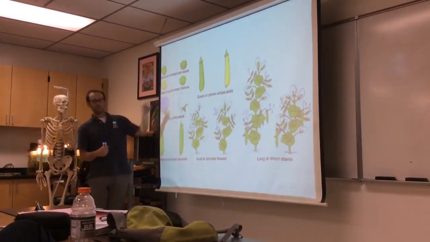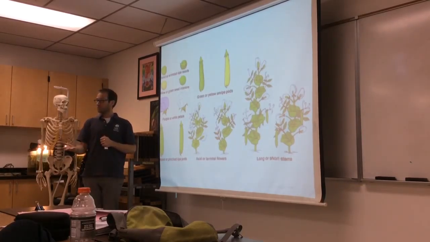If you cross yellow to green, you get all yellow, and then in the next generation, you get a mixture of yellow and green. If you cross round to wrinkled, you get all round in the second generation, and then you get a mixture of round and wrinkled in the next generation.